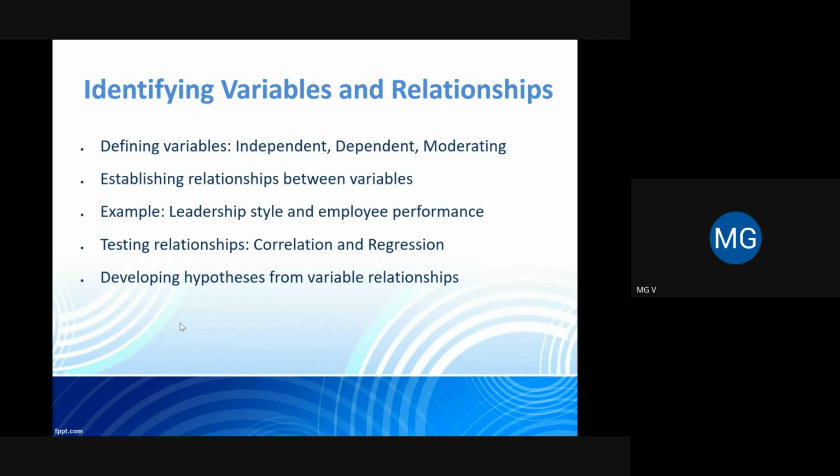Statistical tools like correlation and regression help establish these relationships. Clearly defined variables enable structured hypothesis testing, ensuring scientific rigor.